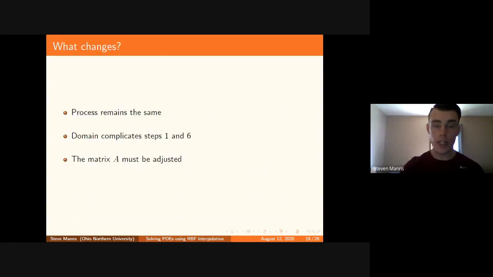What changes? The PDE and the domain are more complicated, but the process is exactly the same. What is different in how we execute these steps comes mainly when we're generating the collocation points and the test points. The other main change is that the matrix A must be slightly adjusted. Namely, before we were just evaluating the radial basis function in the upper portion. Now we're going to have the radial basis function minus lambda squared times the particular solution to account for the new left-hand side of the PDE.